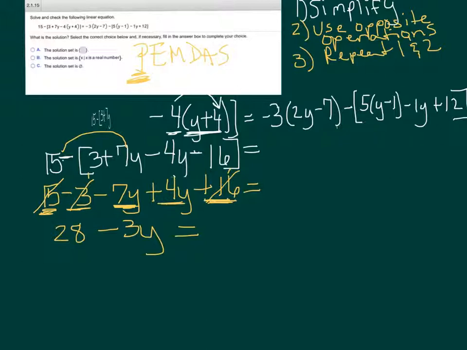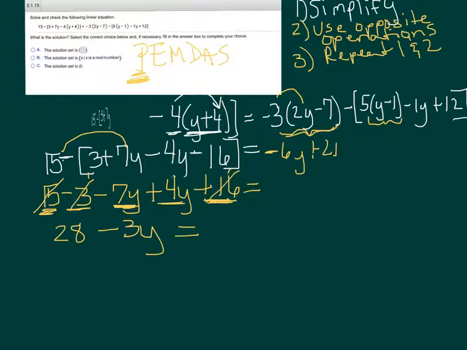And then also notice out here in the front, we could do that here as well, because this set of parentheses is separate from the other brackets. So we're going to use the distributive property in 2 places, there and here. So we're going to take this negative 3 times 2y, which is going to give us a negative 6y. And then a negative 3 times a negative 7 is a positive 21.